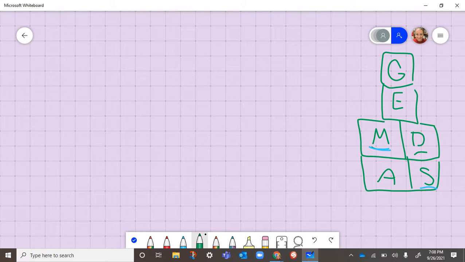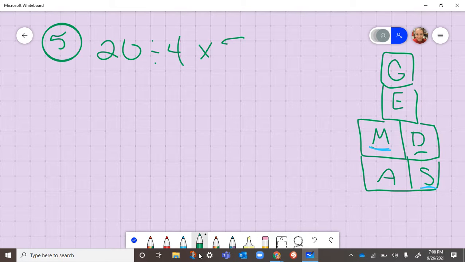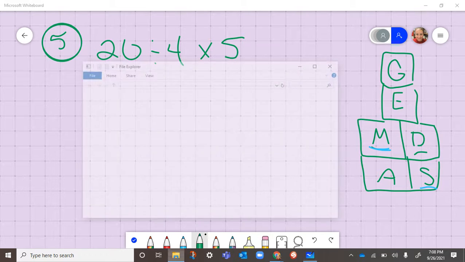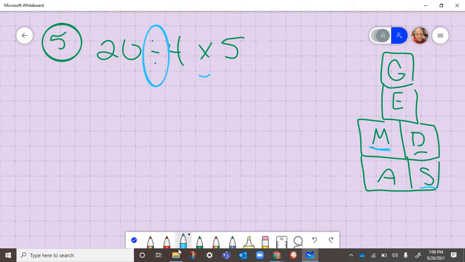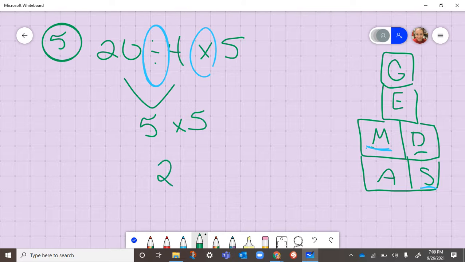Next up, number 5. We've got 20 divided by 4 times 5. Here's another one with the division and the multiplication. Again, I cannot multiply first. I have to divide first because the division comes first. So 20 divided by 4 is 5, or I can think 4 times what is 20, and that would be 5. Then I bring down my times 5, and 5 times 5 is 25.